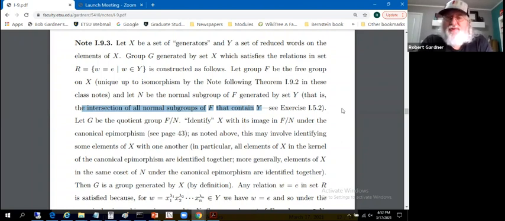Generating subgroups was similarly defined: intersections of subgroups in that case, intersections of normal subgroups in this case. So that's what we take in terms of finding the normal subgroup based on set Y, which determines the relations. And then we let G be the quotient group, F mod N.